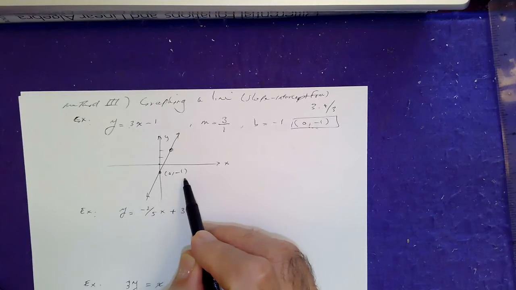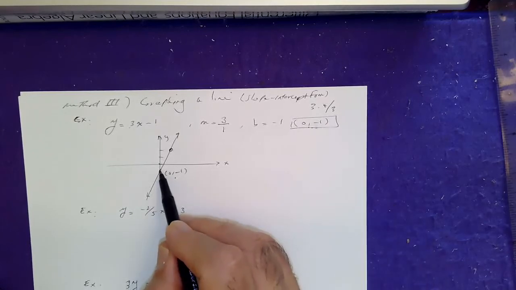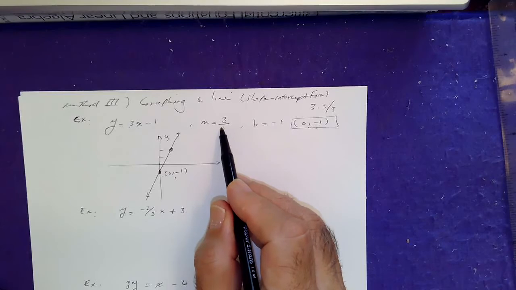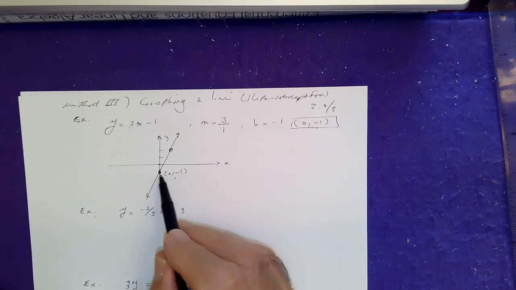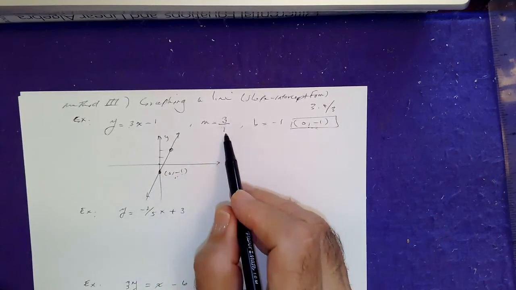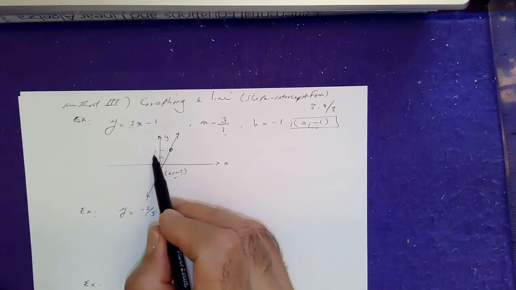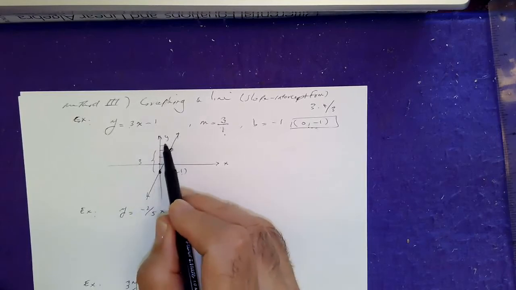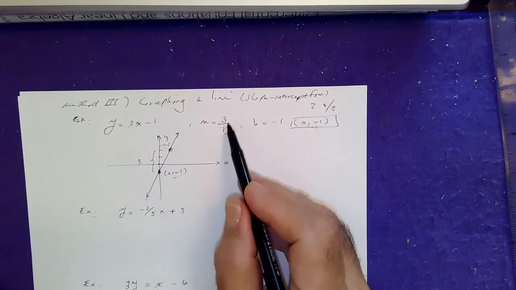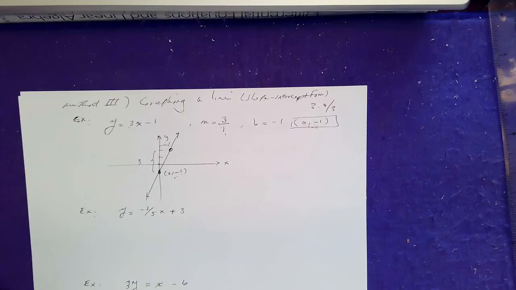So here are the steps. Locate the y-intercept. At that point, do the slope. So in this case, (0, -1) was the y-intercept. The slope was 3 over 1. So I went up 3, right? Over 1. Remember, slope is always a fraction.